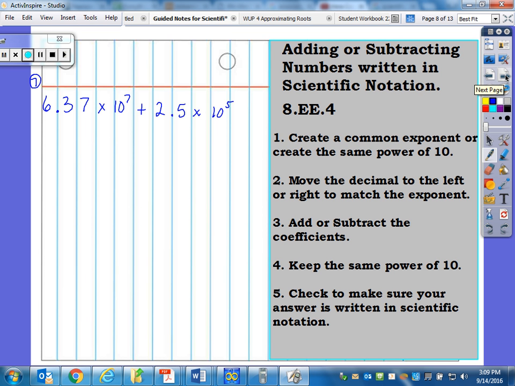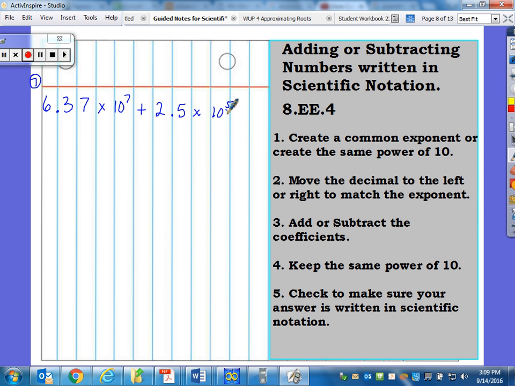Our next example is adding or subtracting numbers written in scientific notation. We must first create a common exponent. Another way to say that is to create the same power of 10. Looking at the smaller power of 10, we will move the decimal to the left or to the right to match the exponent, or to create the same power of 10. I will move the decimal 2 places to the left, so that I now have 0.025 times 10 to the 7th.